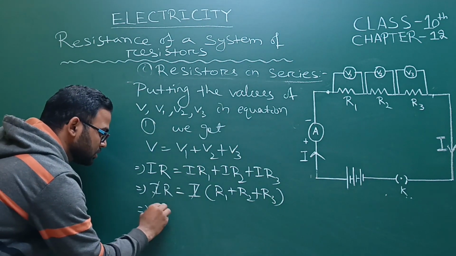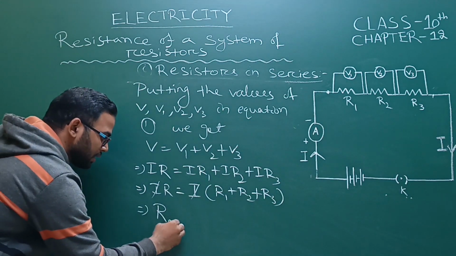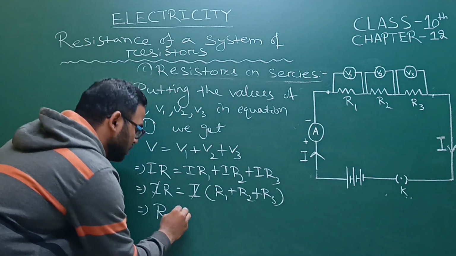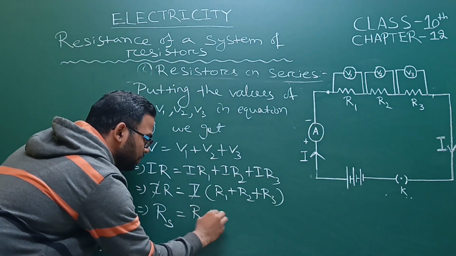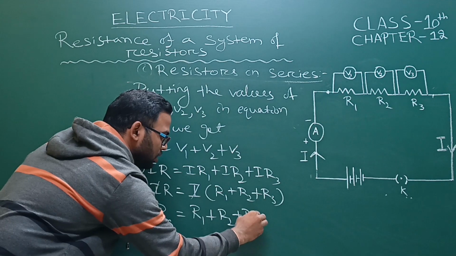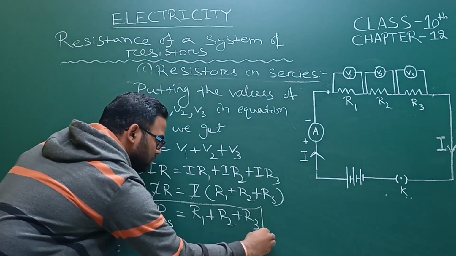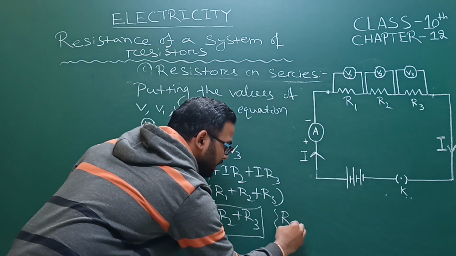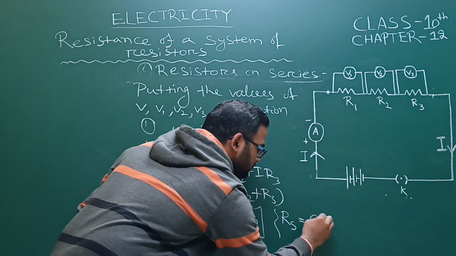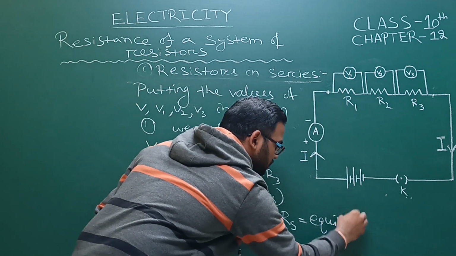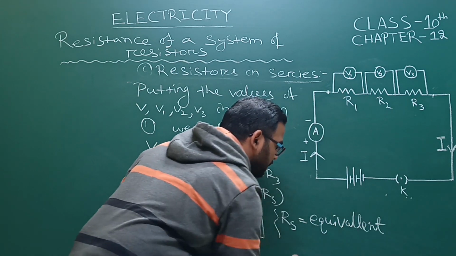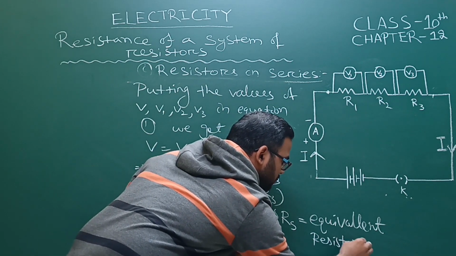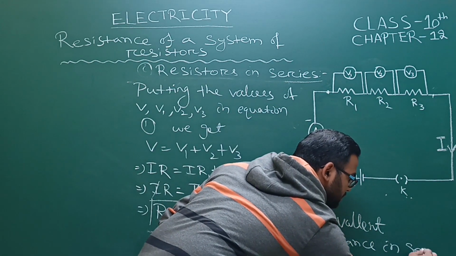So what will be the resistance? Let us take RS to be the equivalent resistance of the series connection. So RS will be R1 plus R2 plus R3. This is the required equation, where RS is the equivalent resistance in series.